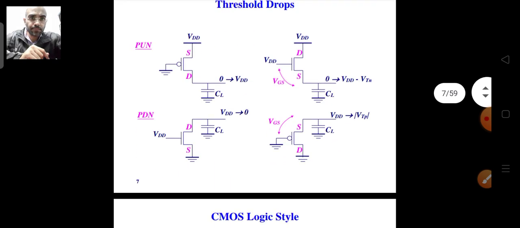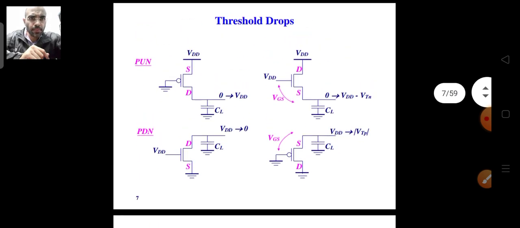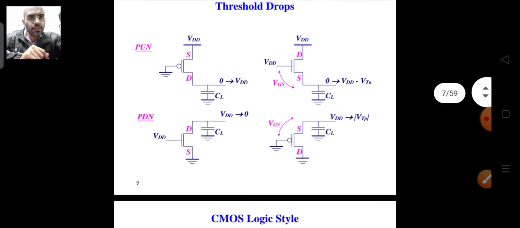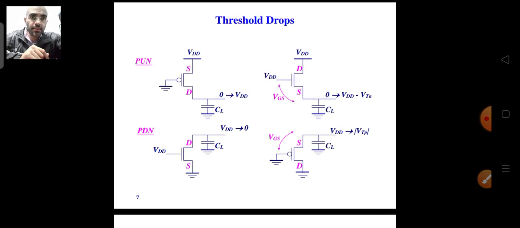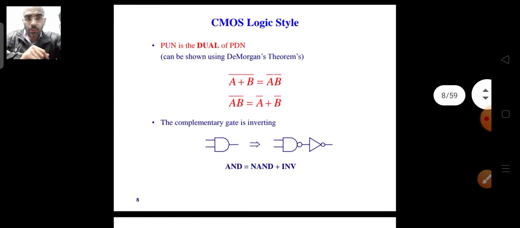Now, PMOS provides you a good 1, and the NMOSs provide a good 0. This we have understood in our previous classes, so no need to go through it. But if you have any problems, you can always ask me.